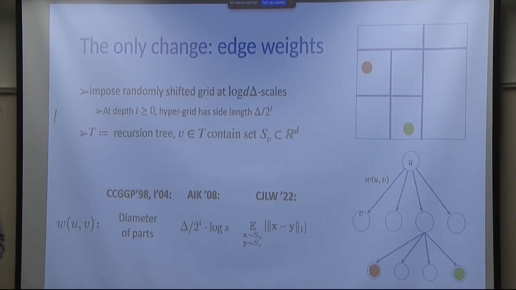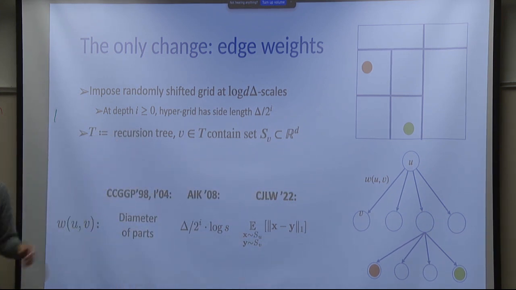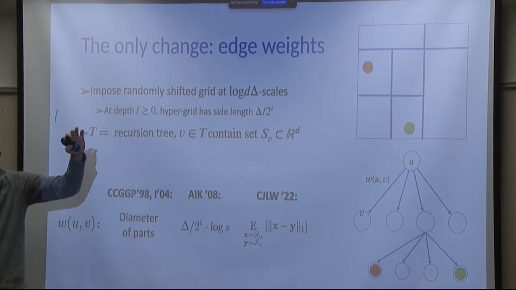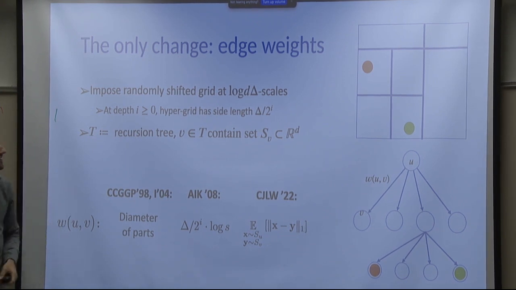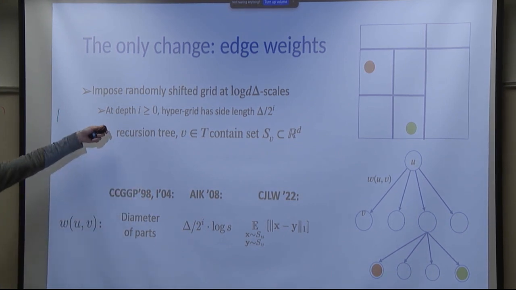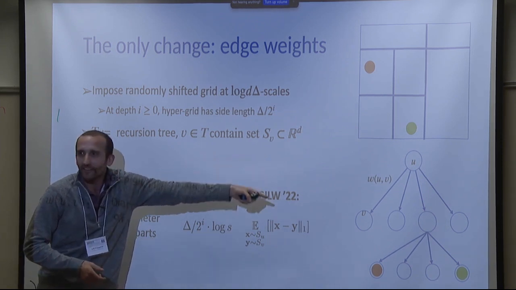Okay, good. There's only one change between all three embeddings, and that's how you set the weights on the edges of the tree that you create. As we go down this tree at depth i, the side length of the grid is essentially delta over 2^i. That's how I'm generating these regions. The difference between these three works is how they set the weight for going from depth i to depth i plus 1.